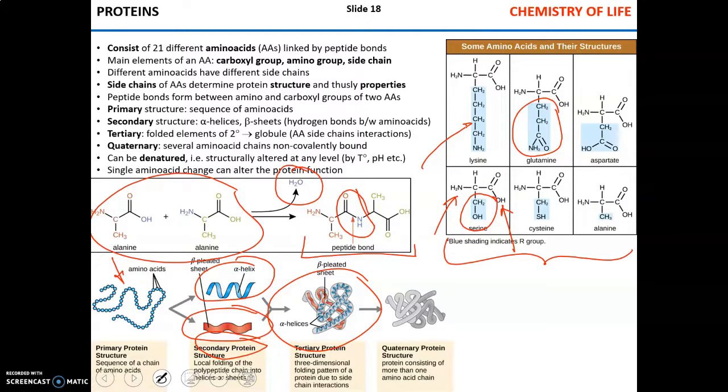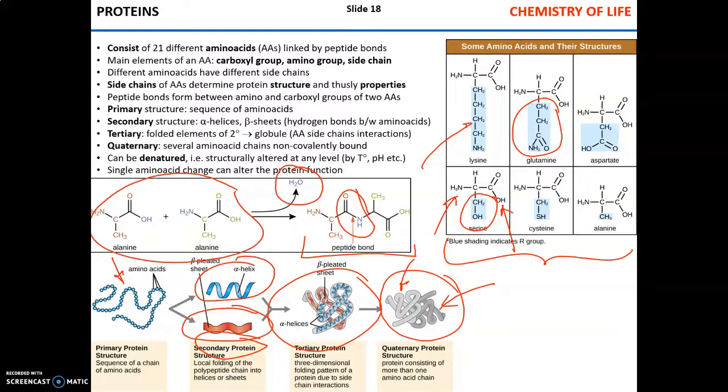Sometimes these globules are combining together, forming a quaternary structure. You can see light gray and dark gray globules, two globules. So basically it's a protein that consists of several polypeptides, several amino acid chains. Subunits of a protein are not bound covalently, so some kind of physical, not chemical interaction.